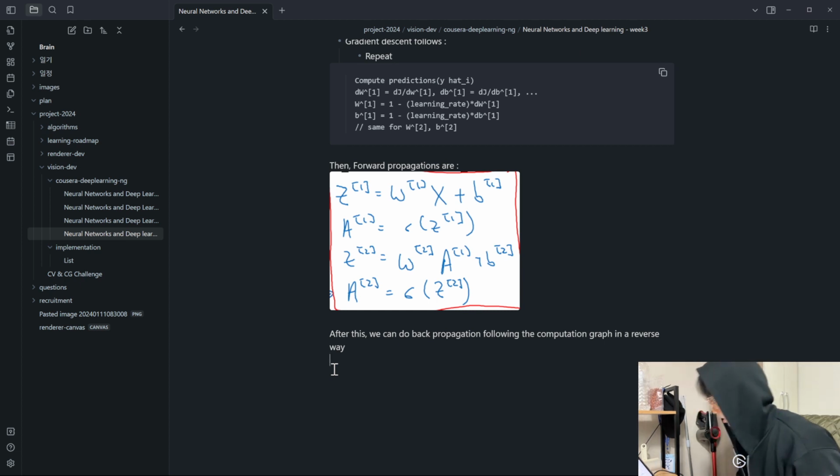So far what we've done is very similar to logistic regression, but now as you continue to run back propagation, you would compute this.